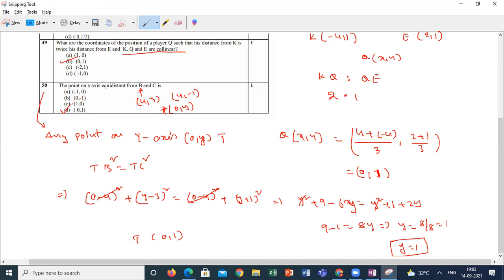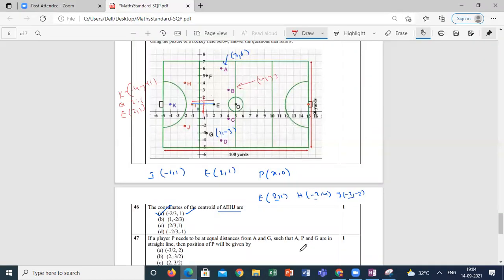Hope you are clear, guys. How I did the 50th question? Careful observation is very much important because they gave a small diagram you have to identify. So better to write all the coordinates on paper and then start solving. Is it clear, students?